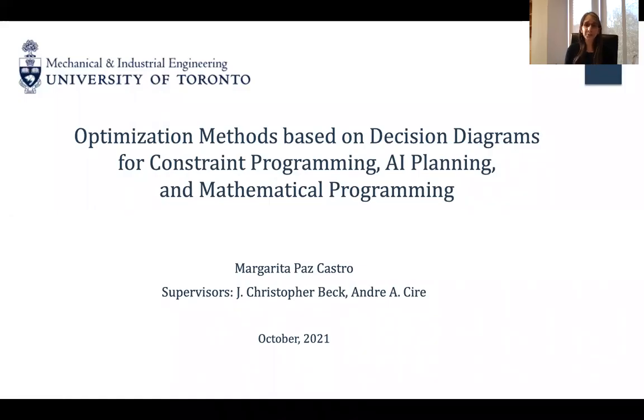I'm truly honored to receive this award on my dissertation called Optimization Methods Based on Decision Diagrams for Constraint Programming, AI Planning, and Mathematical Programming. And this thesis was supervised by Chris Beck and Andre Ciré.